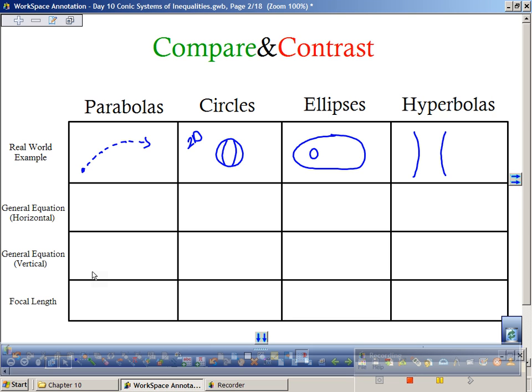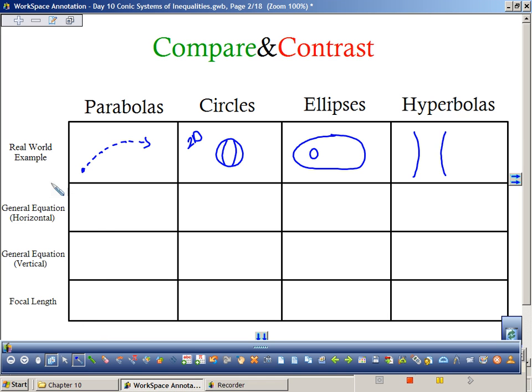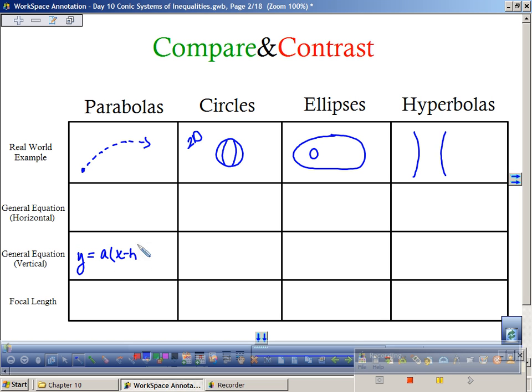Okay, how do you make that fast? Vertical? Is this vertical? Think about yours. That's horizontal. Okay. All of them are donuts. So it should be, vertical should be, guys, 5, 4, 3, 2, 1. Vertical should be y equals a times x minus h squared plus k.